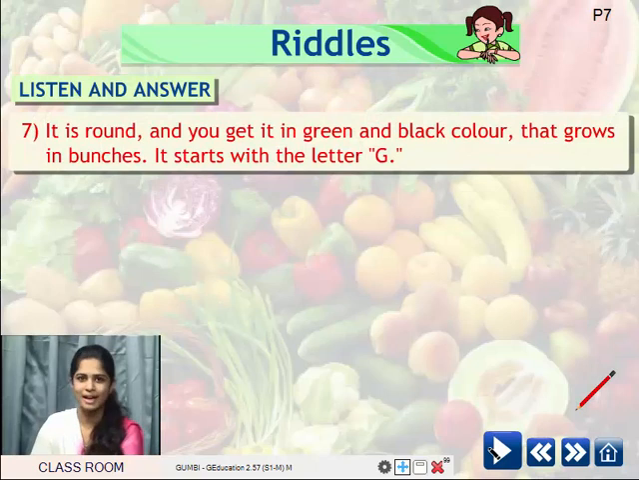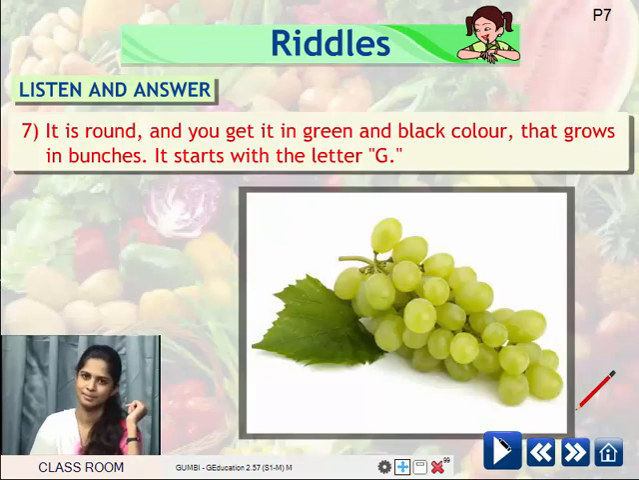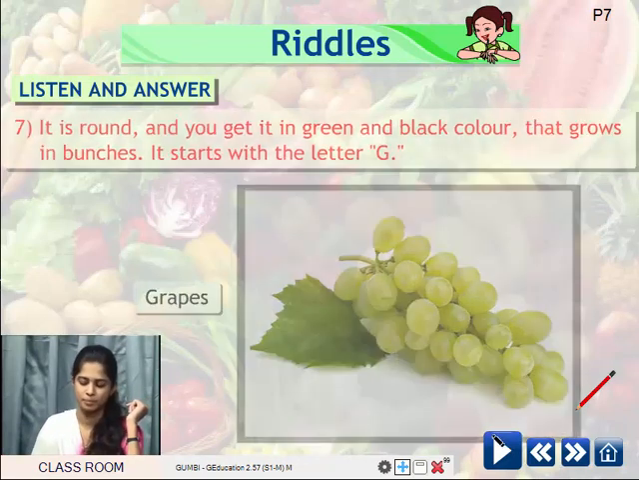Now the next riddle is, you are enjoying it, right? Okay. It is round and you get it in green and black color that grows in bunches. It starts with the letter G. Very good. It is grapes.